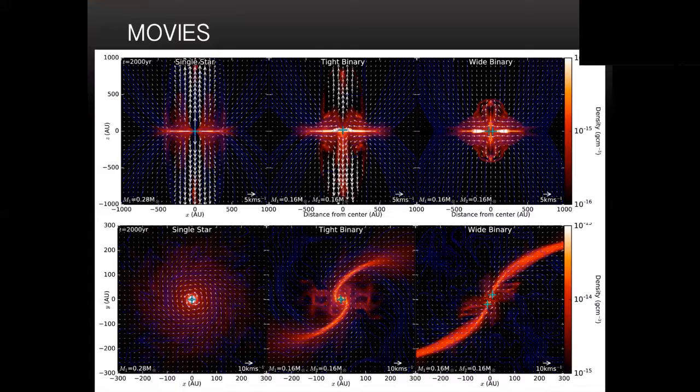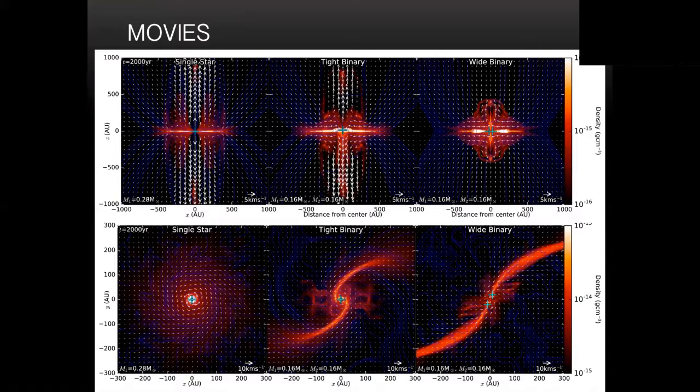These are density slices. The top will show side-on views of the resulting systems, and the bottom shows top-down views of the resulting systems. This is the single star case, the tight binary case, and the wide binary case. The arrows show the velocity field. There are some blue lines which trace the magnetic field structure. And the stars are annotated by these crosses, so the stars are right in the middle.